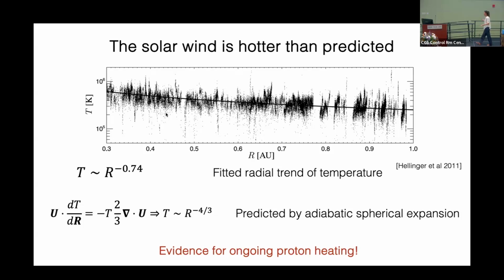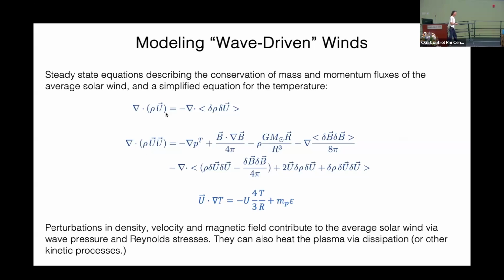So there are two problems. The solar wind is hotter and faster than theory predicts. One of the scenarios is that waves can actually contribute to both heating and acceleration. So this class of models falls under the category of wave-driven winds, and these equations here are the starting point to describe these wave-driven winds. This is an upgraded version of the equations I showed you earlier.